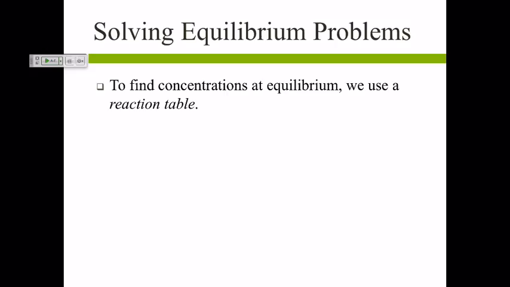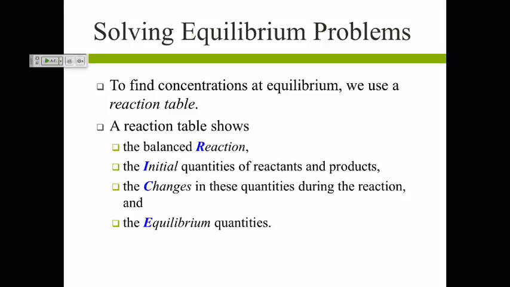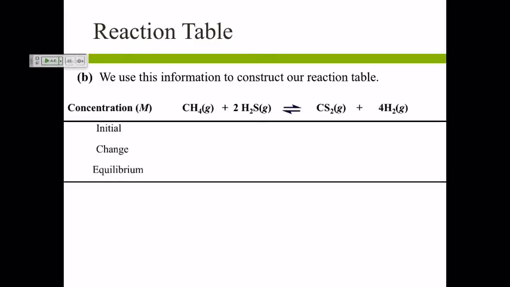So we're going to be using these RICE tables or ICE tables, depends on how you want to talk about it. The RICE table says we have a balanced equation or reaction at top. What are our initial quantities, or actually concentration is what we're going to use. What's the change in concentration? And then what do we get at equilibrium? So that looks like this. You guys have this table here.